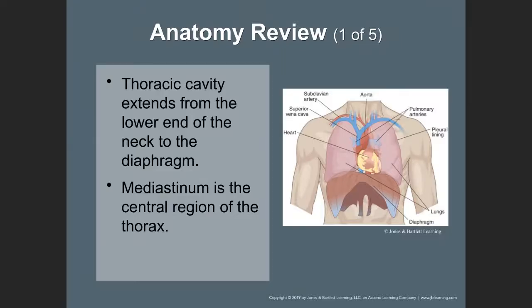Now let's review the anatomy. The thoracic cavity extends from the lower end of the neck to the diaphragm. The mediastinum is the central region of the thorax, and this is a space where the heart and major blood vessels occupy.